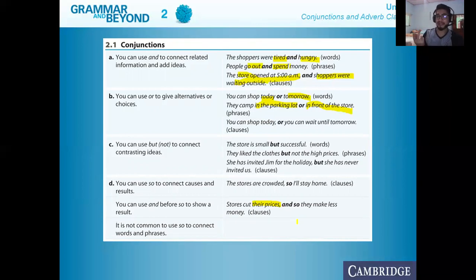Therefore, you're not contrasting ideas, you're not comparing ideas, and you're not adding ideas. That's why it's normally not used with words or phrases, and is more used with clauses, because you want to show an action. But if I use an adjective, for example, "Camila is smart, so creative," that doesn't fit at all.